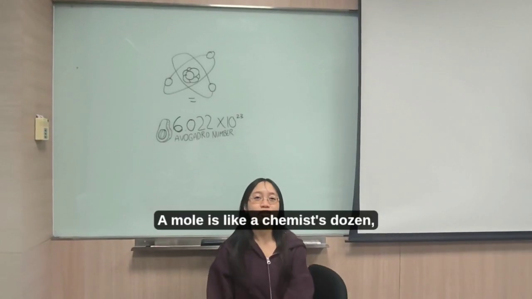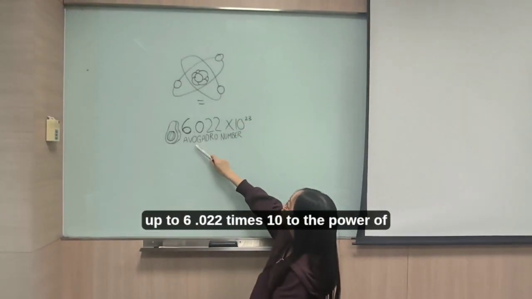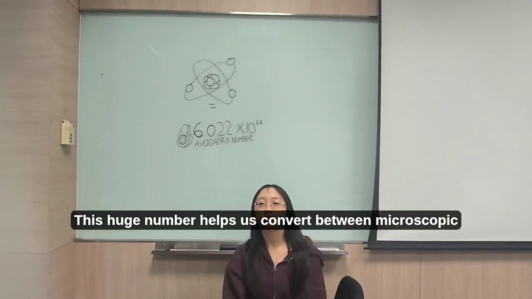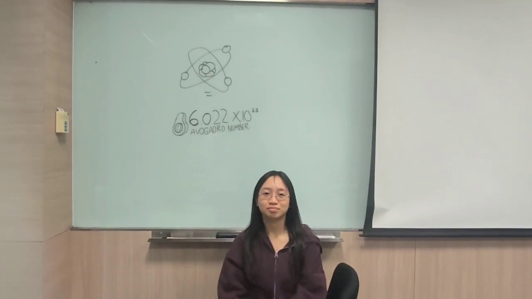A mole is a chemist's dozen, but instead of 12 items, 1 mole contains 6.022 times 10 to the power 23. This huge number helps us convert between microscopic atoms and measurable amounts.